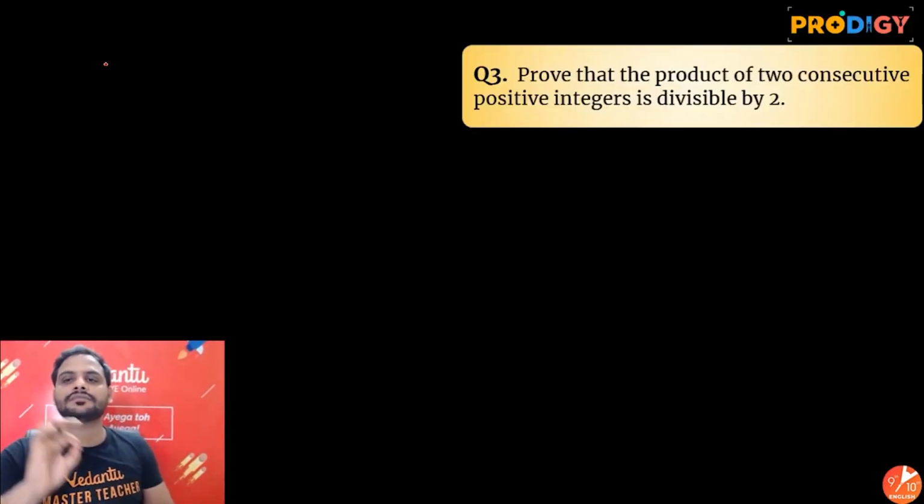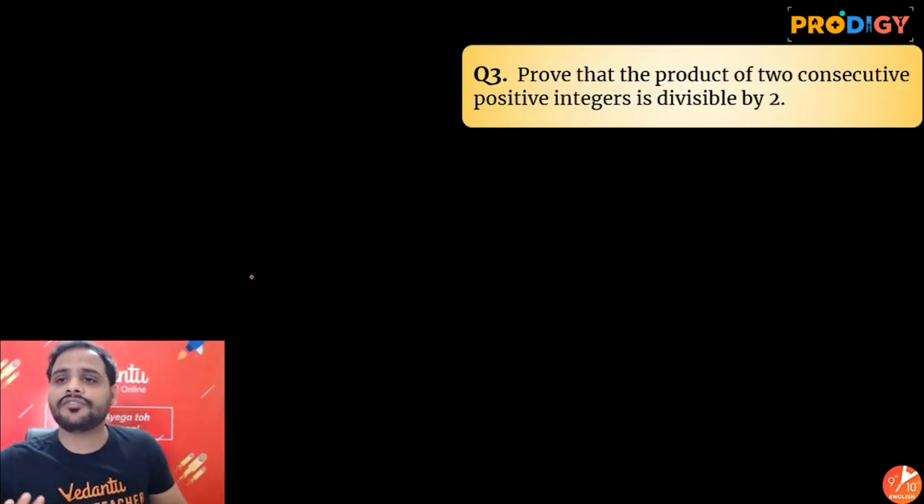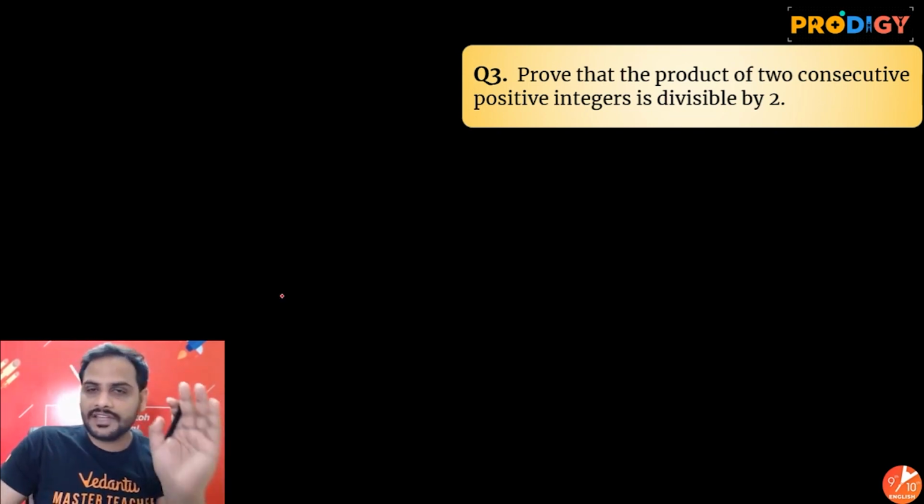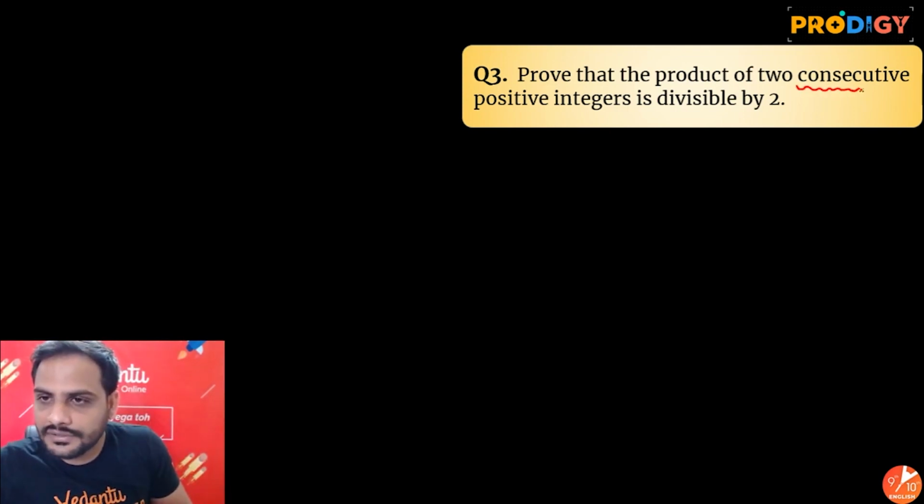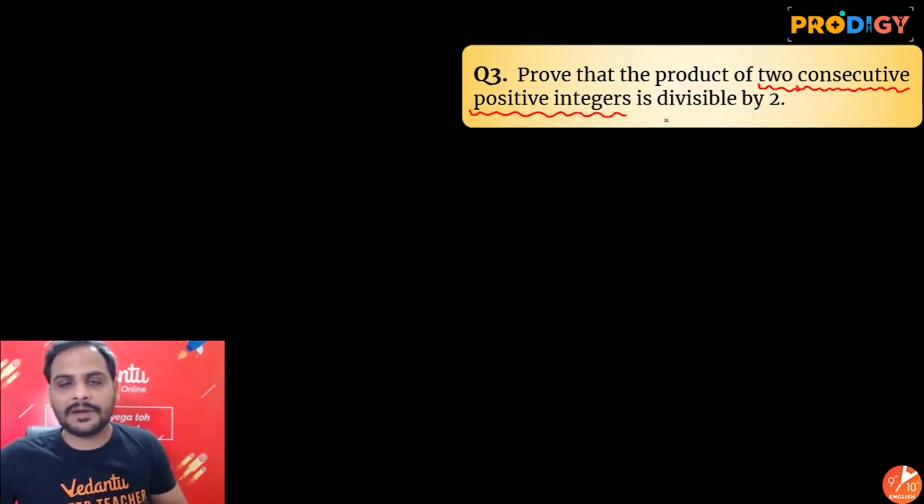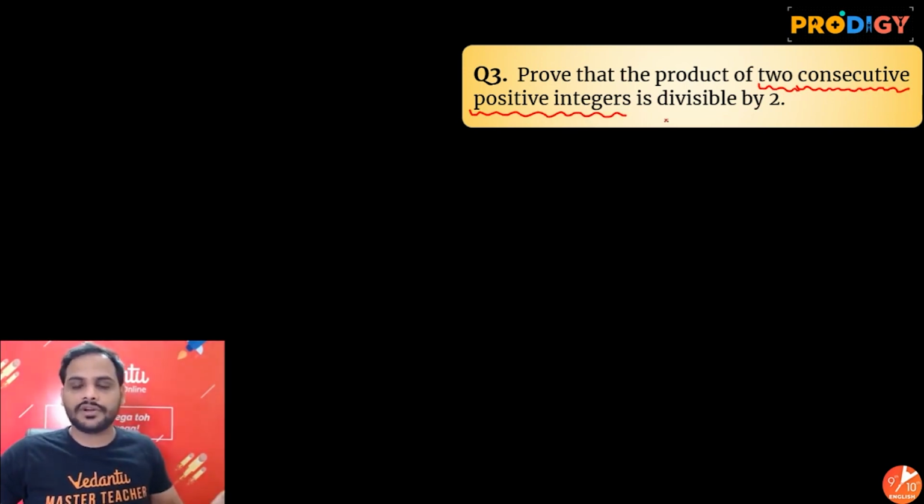Next question. Prove that the product of two consecutive positive integers is divisible by 2. That means if I multiply any two consecutive positive integers, say 3 into 4, 12, divisible by 2. Say 5 into 6, 30, divisible by 2. 11 into 12, divisible by 2. So any two consecutive integers you multiply, they will be divisible by 2.